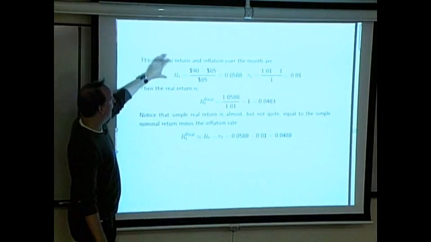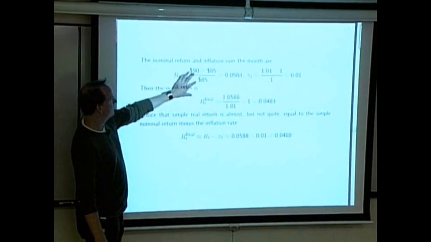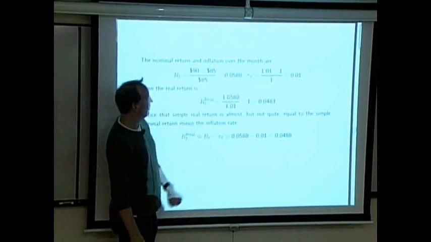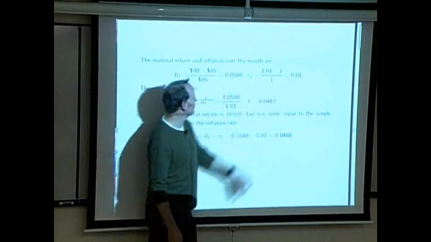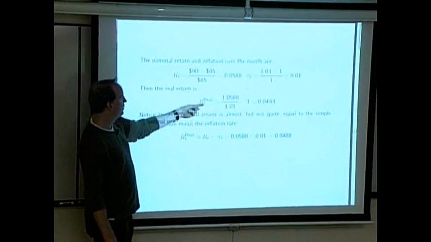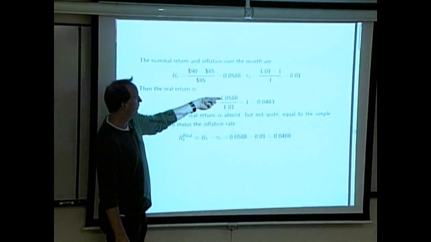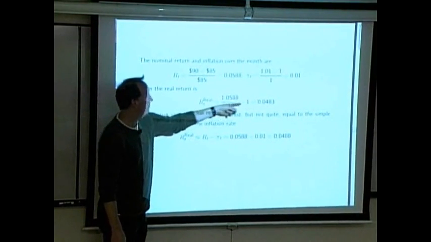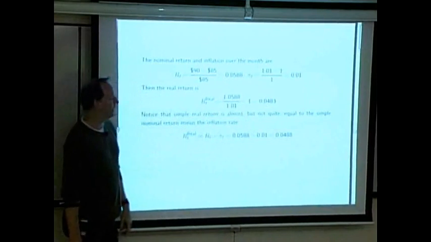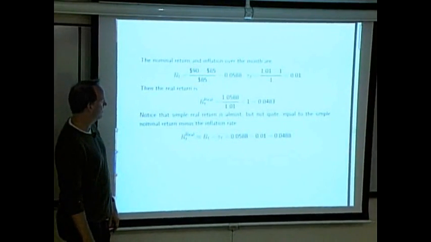So going back, our nominal rate of return, the percentage change in the nominal price, was 5.88%. Our inflation rate was 1%. So our real rate of return was 1 plus the nominal rate of return divided by 1 plus the inflation rate, minus 1. And that's exactly what we got as the percentage change in the real price.